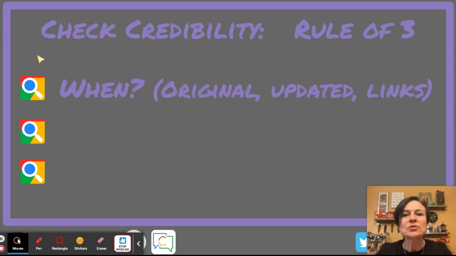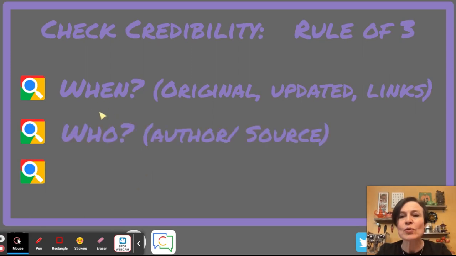First thing we want to do is look at when that site was published. You can scroll to the very bottom and it will tell you the date of the last update. That's going to be really important. You're going to want to check the links. If lots of the links are broken, then that will be an issue. Is the information on the site recent, or is it all from 5 or 10 years ago? So check for when.